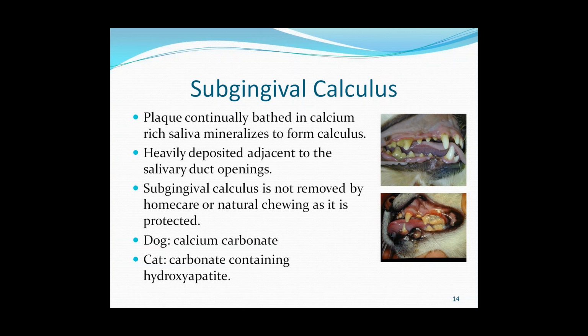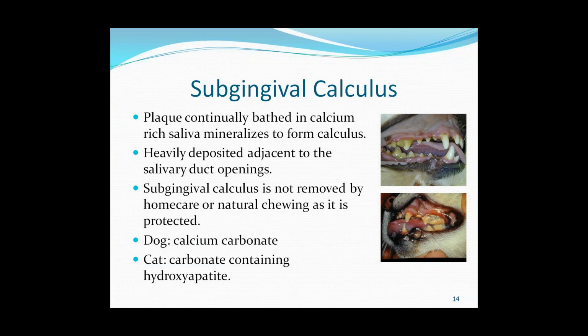Well, not only does calculus form on the supragingival surfaces, as we can see in these two pictures on the right-hand side, we can see there's calculus on the upper fourth premolar and on the first molar on the dog in the top picture there, and we can see significant calculus on the lower picture there on the cat. We've all seen these pictures in the clinic. So calculus forms when the plaque is bathed by saliva and the calcium-rich deposits form calcium phosphate, calcium carbonate, or a carbonate-containing hydroxyapatite in cats.